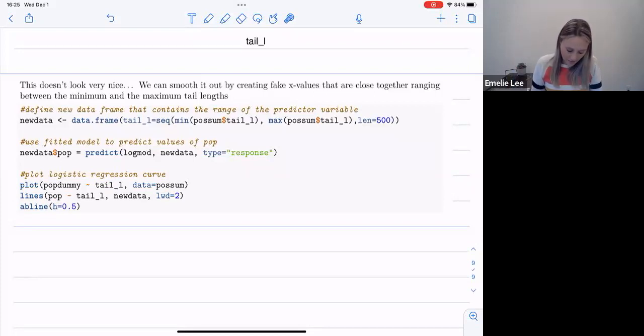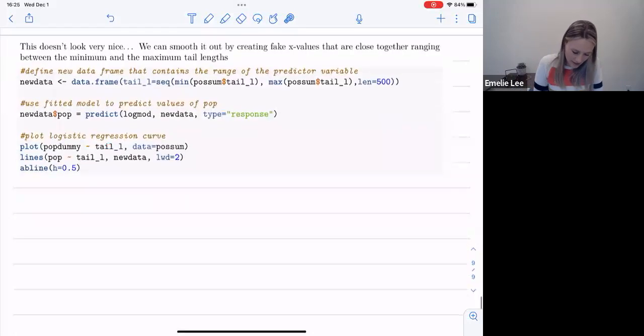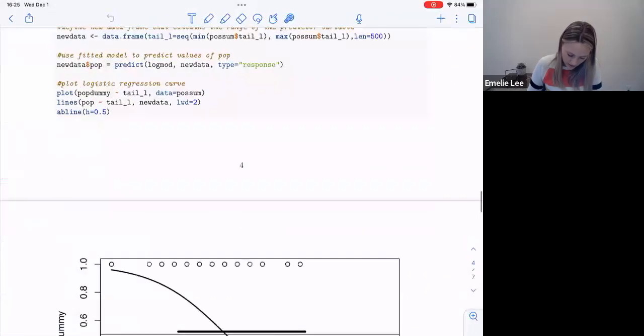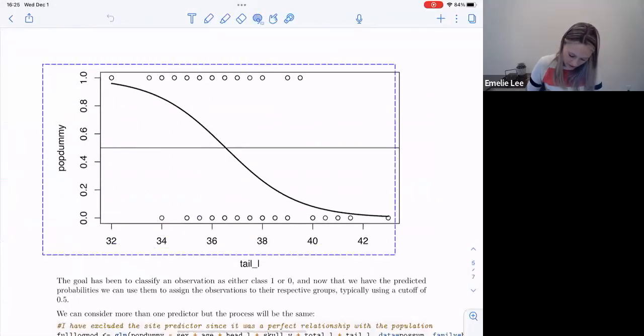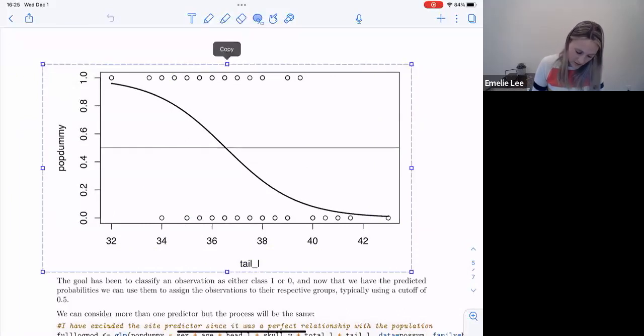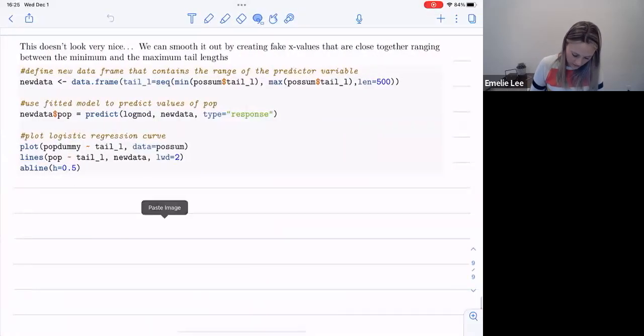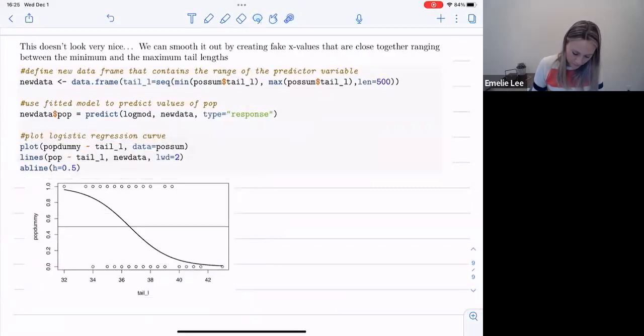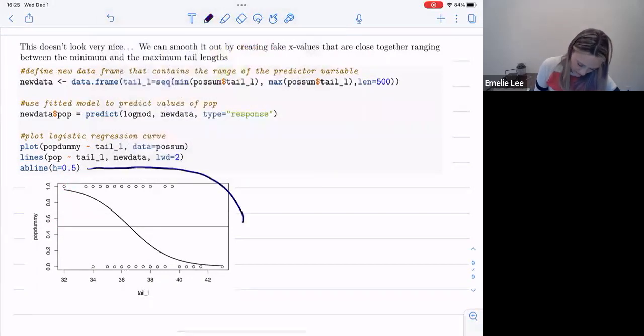And when I plot that, I get this beautiful graph. How nice is that? Okay. I also added a horizontal ab line at 0.5 because that's my cutoff value.